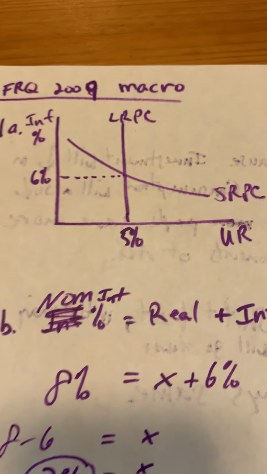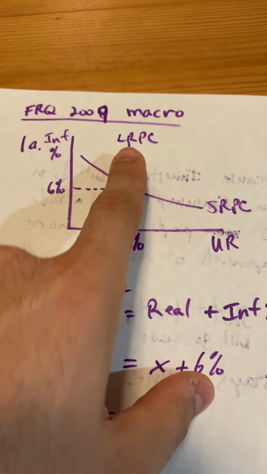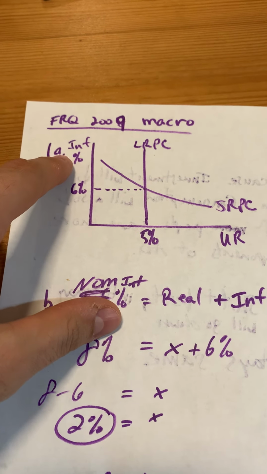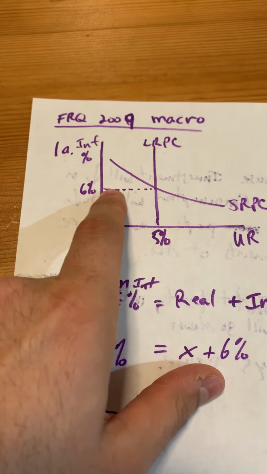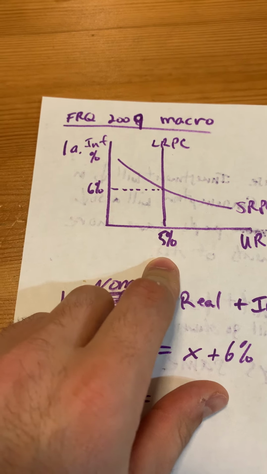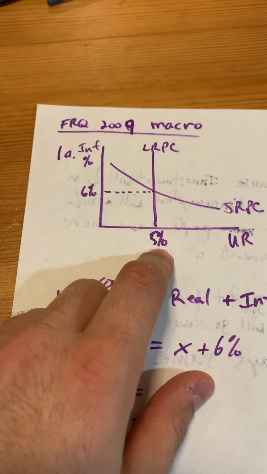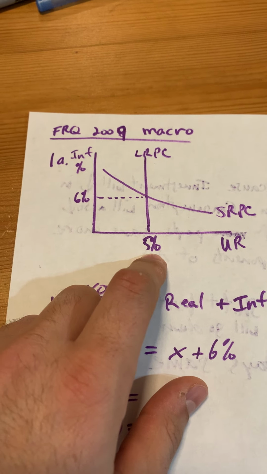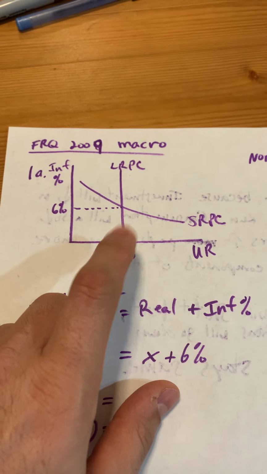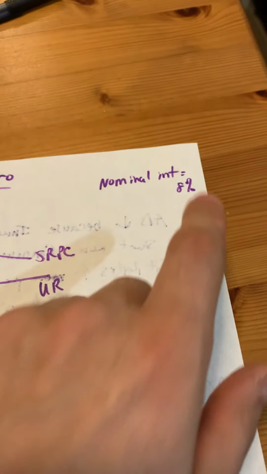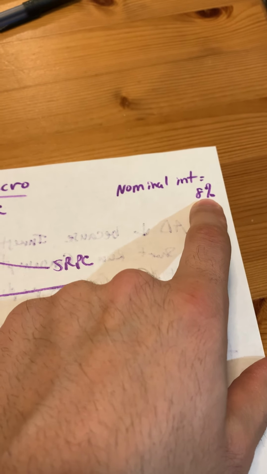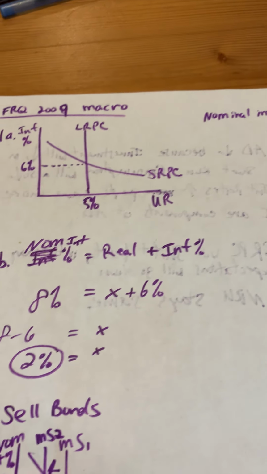So if you're just following what it says, you should have an LRPC, an SRPC, unemployment rate, inflation rate. It tells you the inflation rate is 6%, and it gives you 5%. You should know that that's the NRU. If you don't have an LRPC there, no, you have to have it. Okay, so everything's good there. I just added information. They give you the nominal interest rate on my sheet. I put it up there just like that so I didn't forget it.